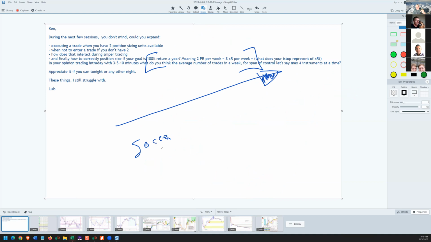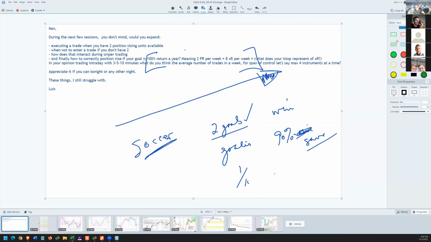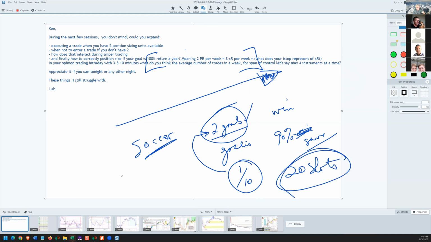Now, I'm going to use an example of a soccer team. Let's say in the soccer match, I have a goal of saying, I want to score 2 goals per game. I think if we can score 2 goals per game, then we're going to win. And I look at the other goalie, and I see that guy has a 90% save rate. He saves 90% of the shots. That means I'm only going to score 1 out of 10 times. So if I want to achieve 2 goals, I'm going to have to figure out how to take 20 shots a game.